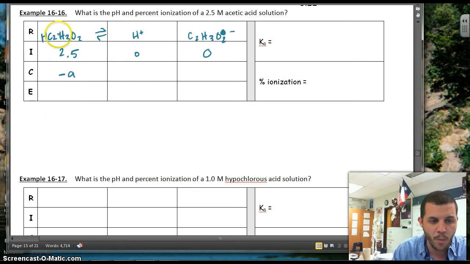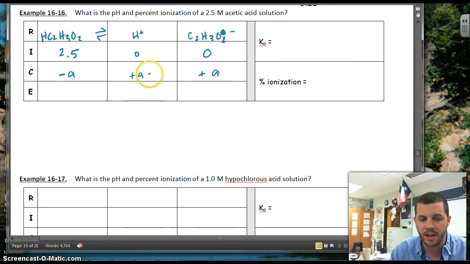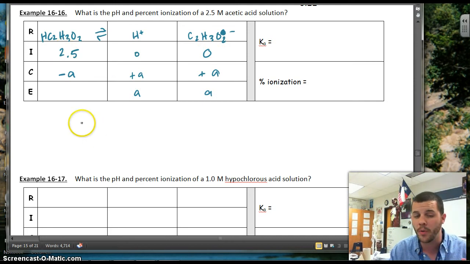Well, since this is a 1-to-1-to-1 ratio, if this goes down by some amount A, then H plus and acetate are both going to go up by some amount A. So now I need to determine what my ending concentration is. Well, 0 plus A is A. 0 plus A is A. And 2.5 minus A, the only thing we can call that is 2.5 minus A.